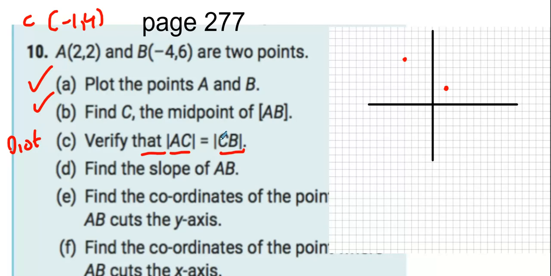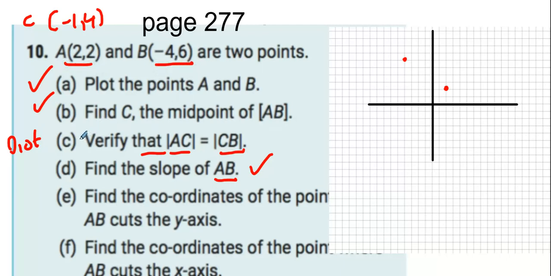Lads, keep with me. Stop packing. 2 minutes left. Next, slope of AB. What formula are you going to use? Slope formula. And do you have 2 points you can use? Yeah, you're going to use point A and point B.